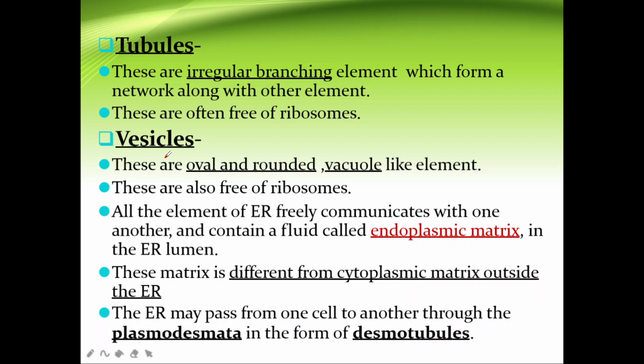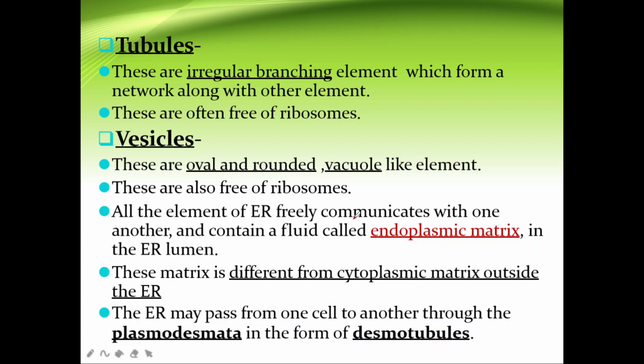Now, the third structure is vesicles. These are oval and rounded vacuole-like elements. These are also free of ribosomes. So, dear friends, ribosomes are completely absent on tubules and vesicles, but only cisternae show presence of ribosomes.